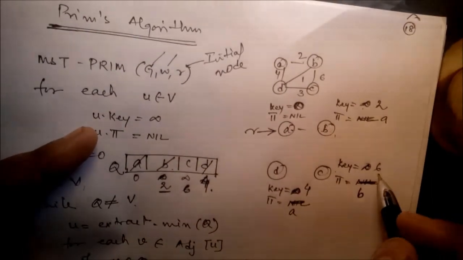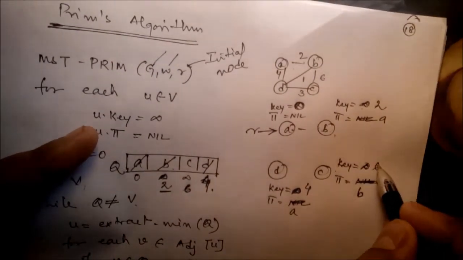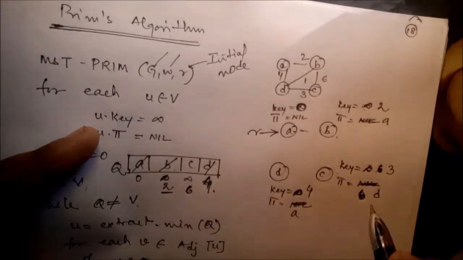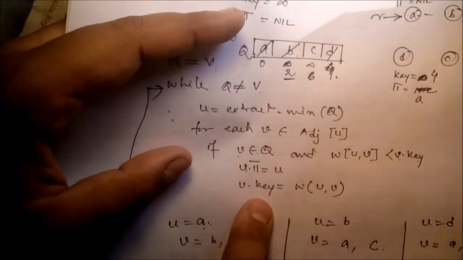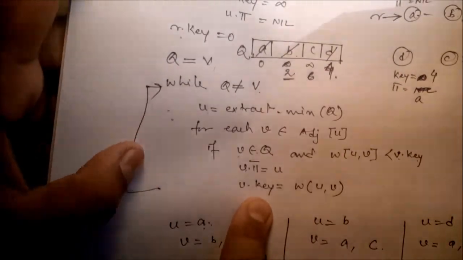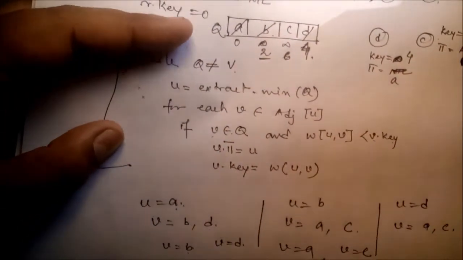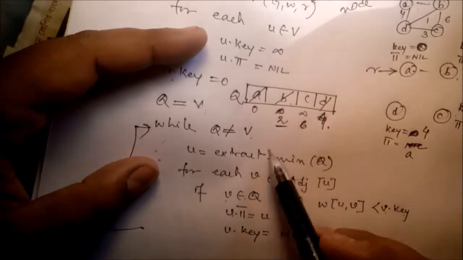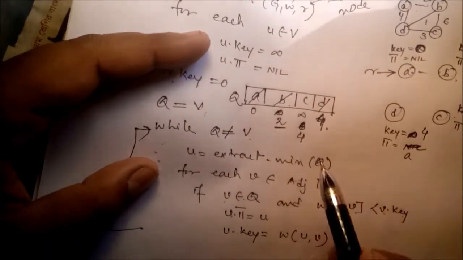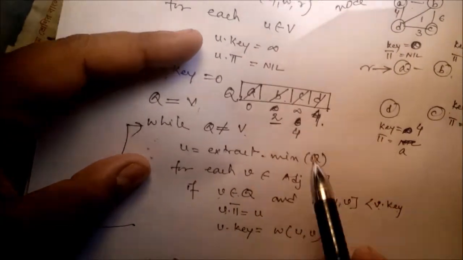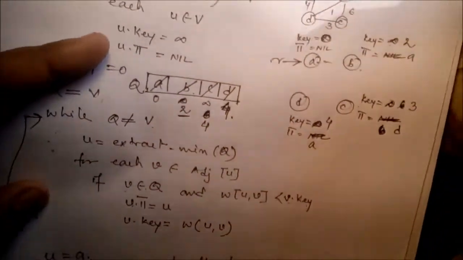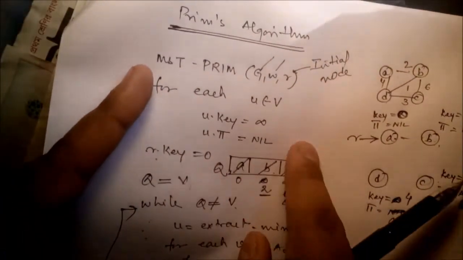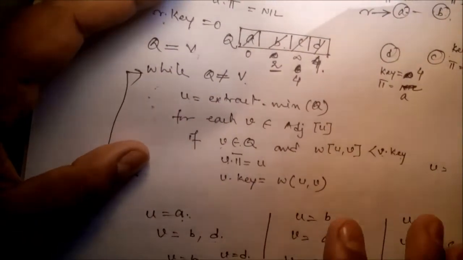So the updated value will be 3, and now the parent will not be B, it will be D. So we have to update the parent as well as the key value. Next, finally, while Q is not empty, yes, something is there. Extract min, so we have to extract C. The adjacent nodes of C are B and D, but B and D are not part of the Q, and we come out of the loop, the end of this figure.